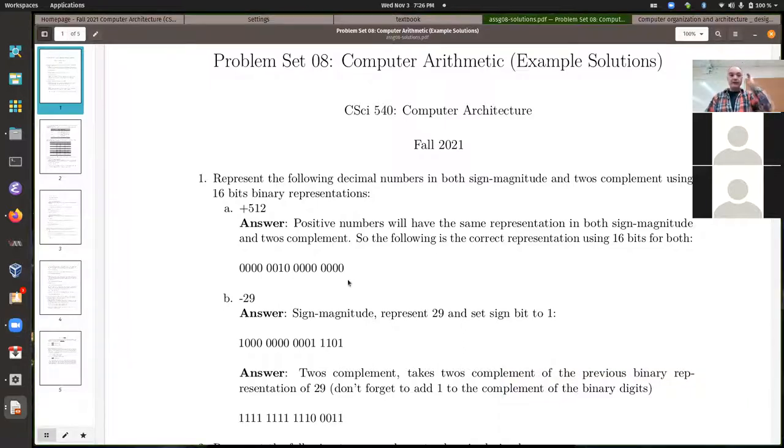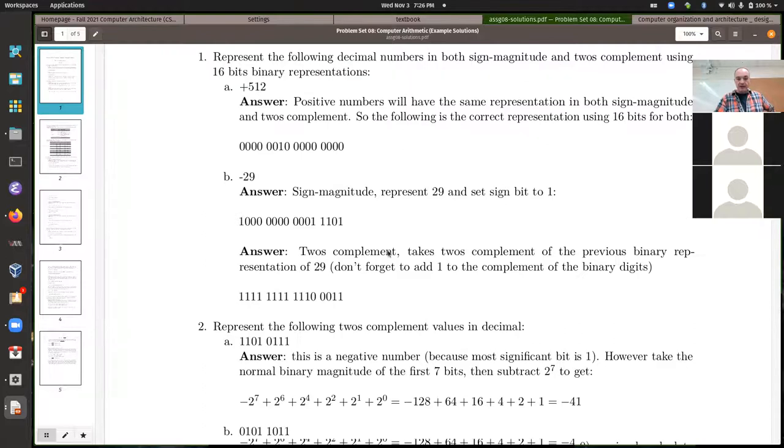I was planning on talking about a few things from our previous problem set that I just returned to people. And then we'll see if there are any questions on problem set 9 and go over the materials on digital logic and stuff like that.